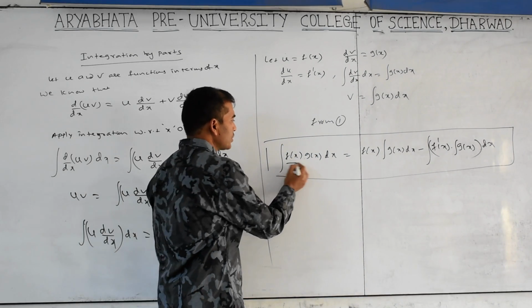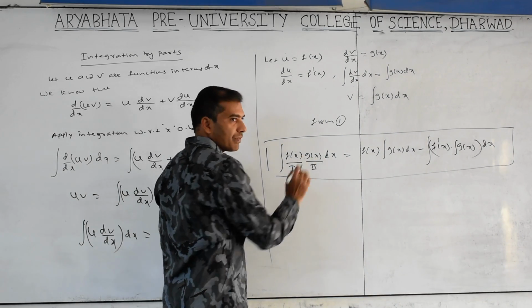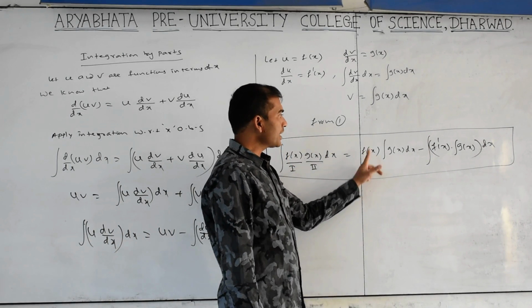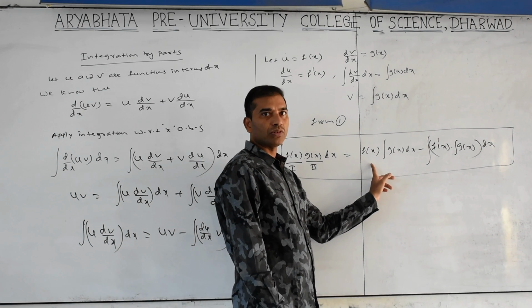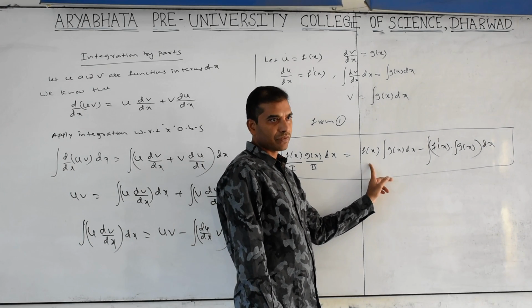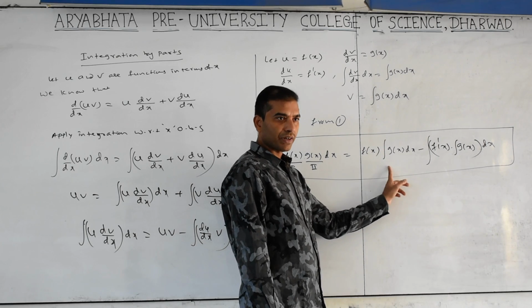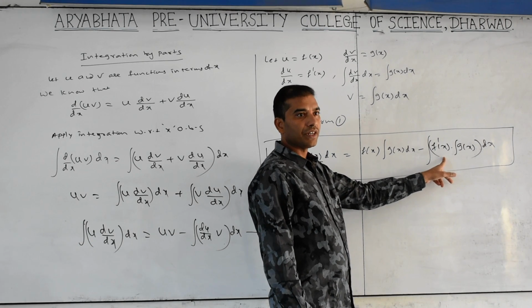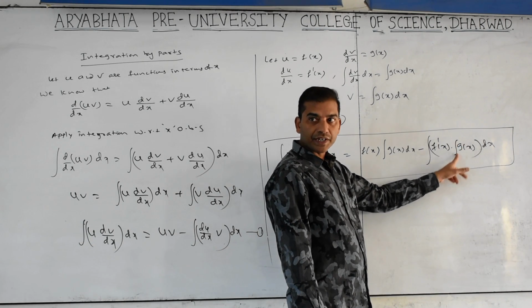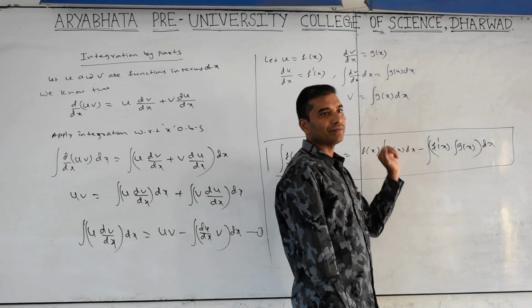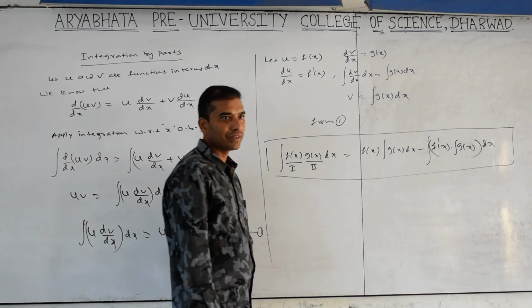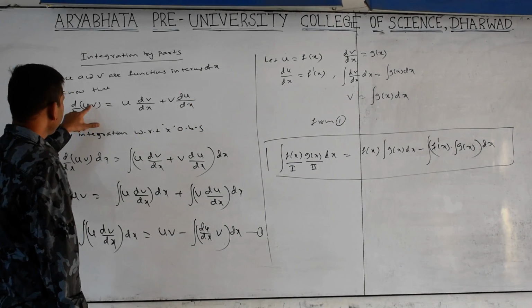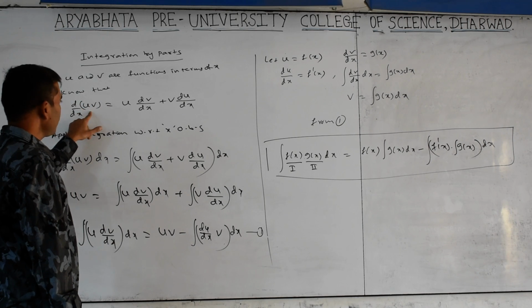Here this is the first function and this is the second function. First function, no constant over here, first function into integral of second function, minus the whole integral of first function's derivative into integral of second function, and whole integration. This is okay. So in differentiation we can take u and v, anyone, either first function u or second function v, anyone you can take.